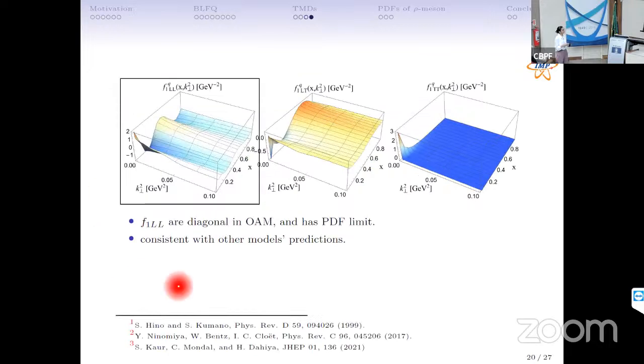These are the special distributions which can only be found for spin 1: F1LL, F1LT, and F1TT. F1LL has the PDF limit, and it has been measured, not the TMD, but the PDF has been measured for the deuteron by HERMES. And we also found that these distributions are consistent with the other model results, except the low x region.